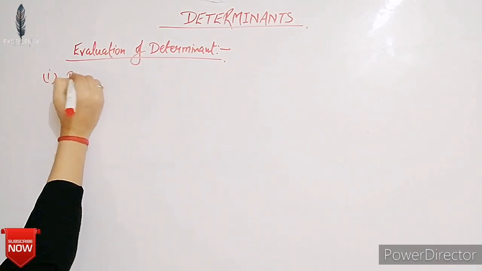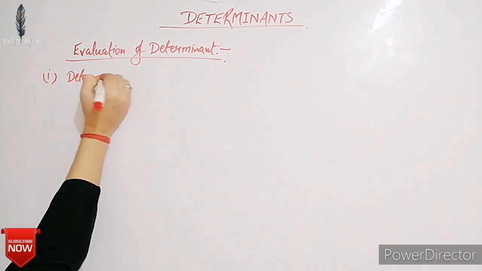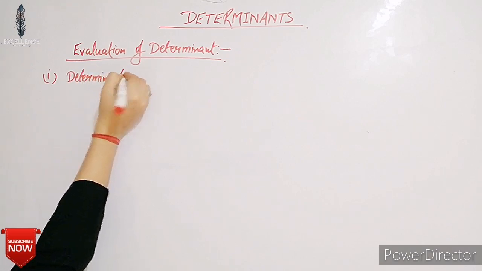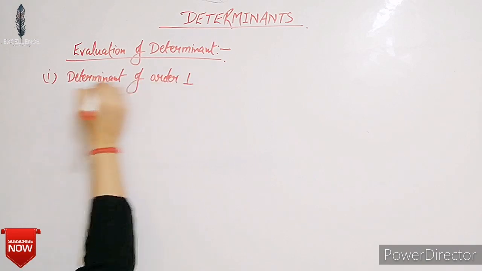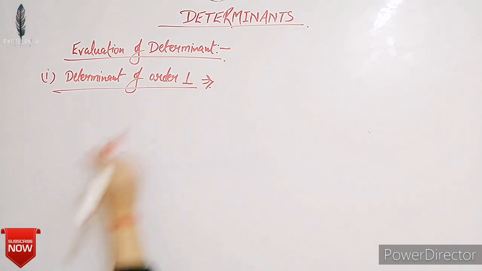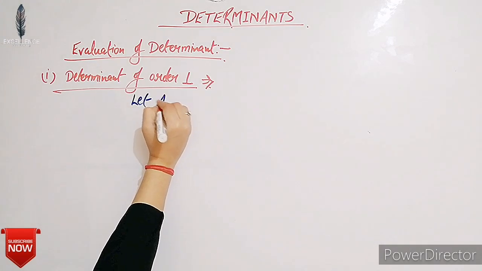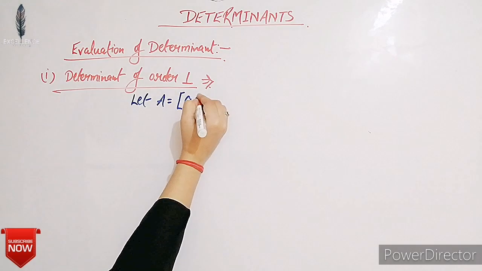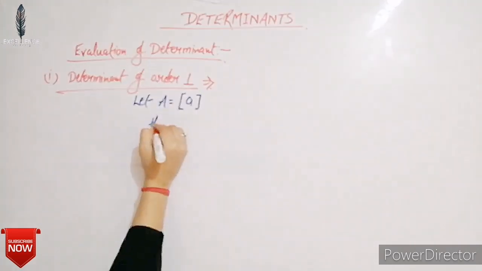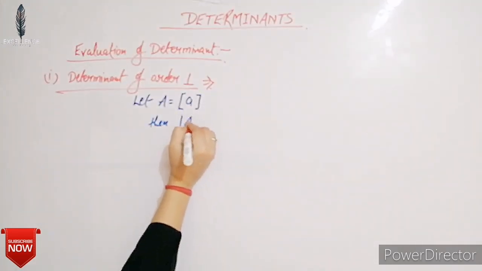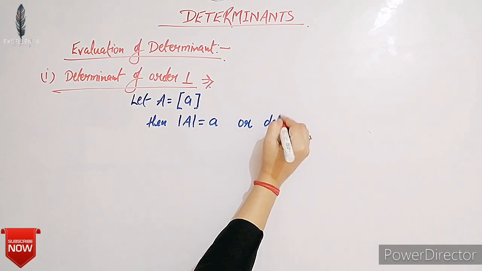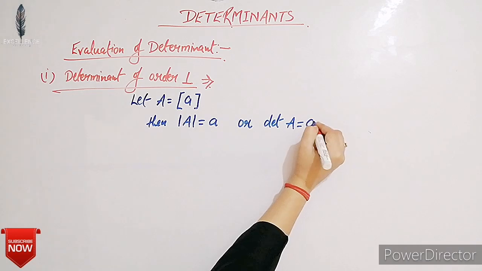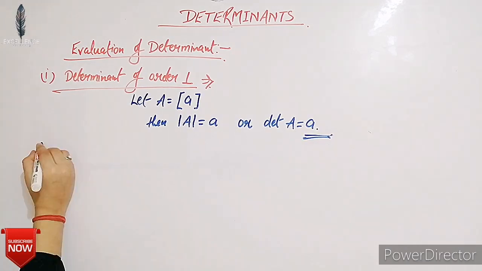First, determinant of order 1. Let us have a matrix A which has only one element, so it is of order 1. Then its determinant is equal to a, or we can write determinant of A is equal to a.